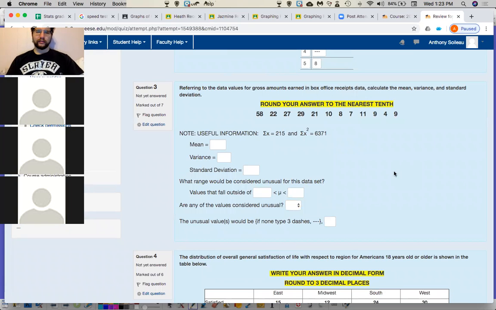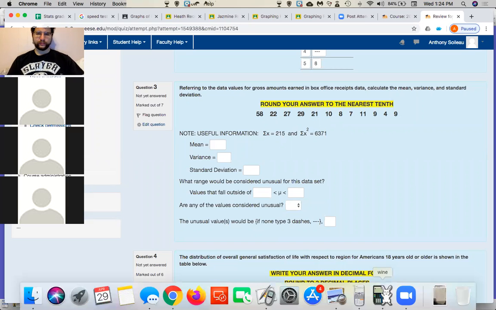All right. So referring to the data values here, who cares what it is? It asks for the mean, variance, and standard deviation. So you could use this information, plug them in the formulas, but hey, look, they give us the data set. So I think it would be easier just to type that in the calculator and get it from there. I'll do it on both.